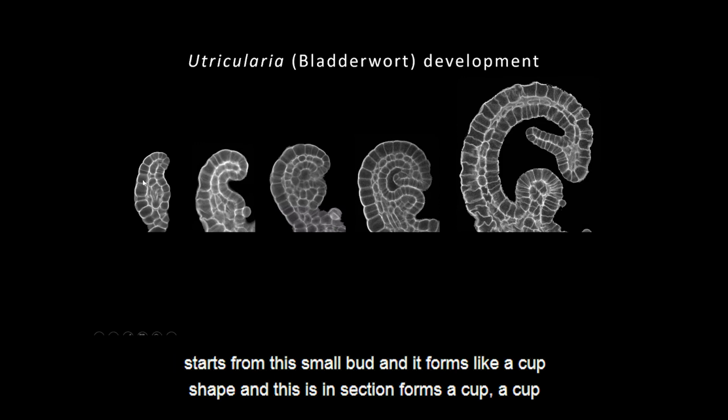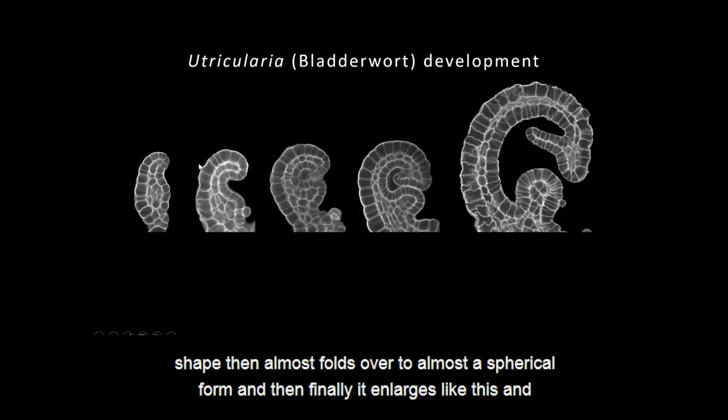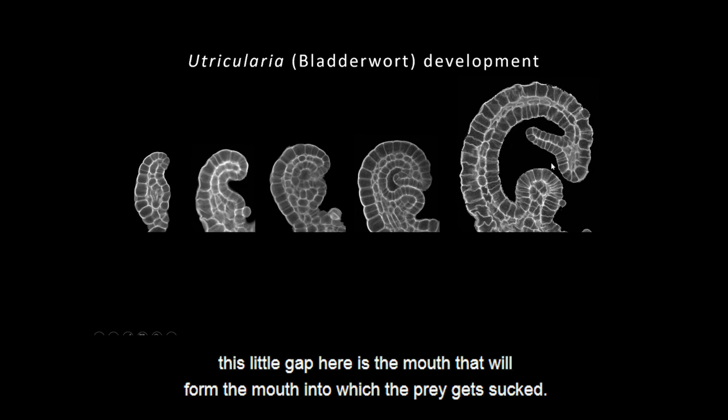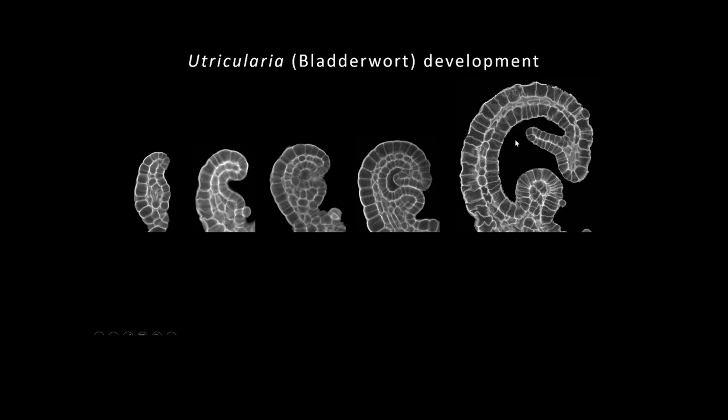You see it starts from this small bud and it forms like a cup shape. This is in section. It forms a cup shape, then almost folds over to almost a spherical form. And then finally it enlarges like this. And this little gap here is the mouth into which the prey gets sucked.